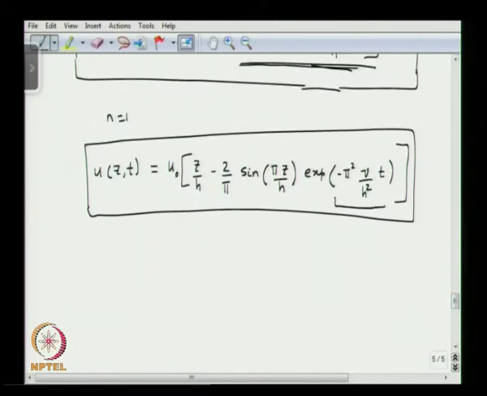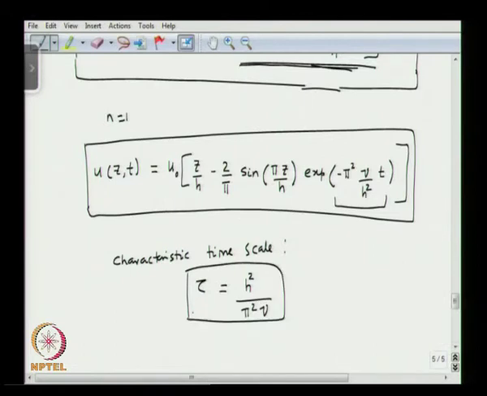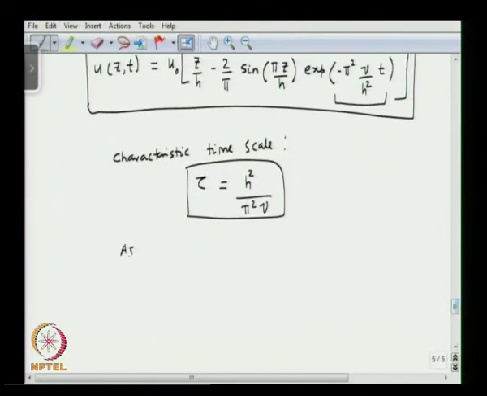Here, if you look at this term, we can define a characteristic time scale. Let us call it tau, that will be h square divided by pi square nu. As t increases and becomes, let us say, some n times tau, then we get steady state.